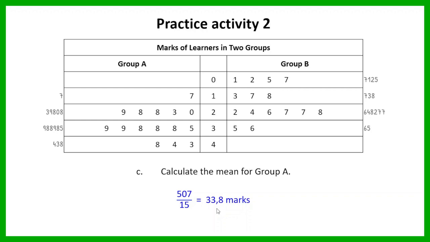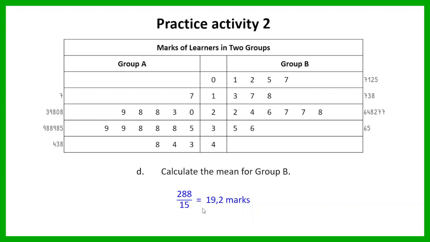Then for question D, you should do the same thing, but for group B. So we're adding them up. So it's 1 plus 2 plus 5 plus 7, because there are 0 tens with those. Then plus 13 plus 17 plus 18 and so on. You should have found that your total for group B was 288. And then you should divide that by 15 to get your mean of 19.2 marks.